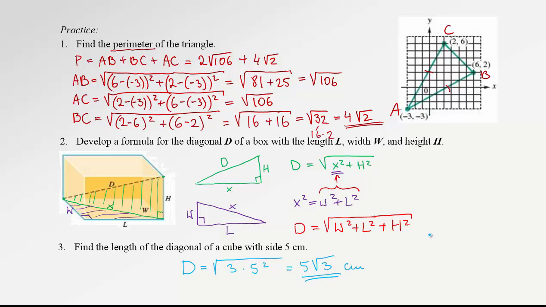Exact length. Generally, the diagonal of a cube with side S has the formula S root 3. Try to convince yourself that that's the case. Remember, the diagonal of a box is any line that connects opposite vertices, for example, this one. So if the side of a cube is S, the diagonal is S root 3.